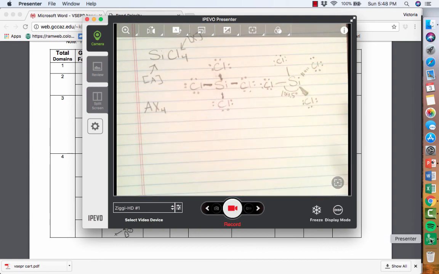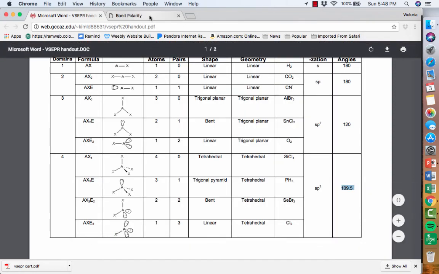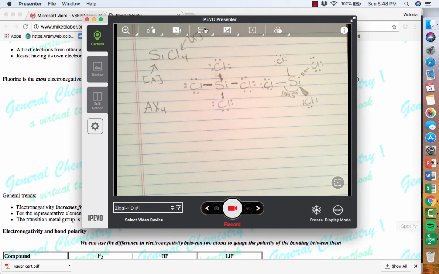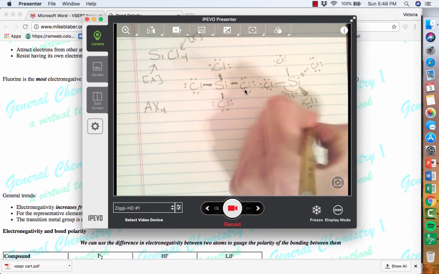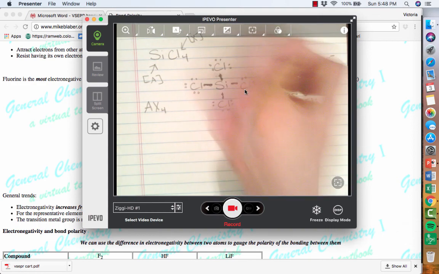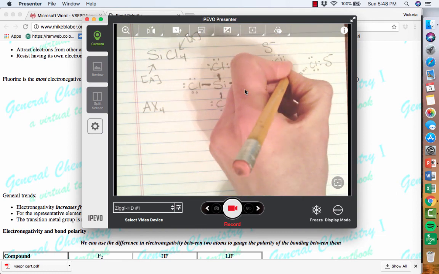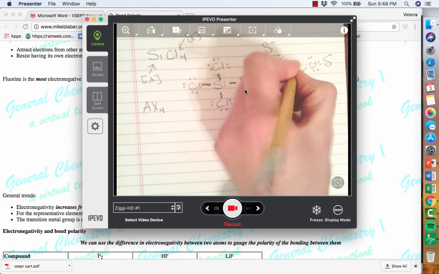Let's figure out if this is a nonpolar or polar covalent molecule. Let's go back to a polarity or electronegativity chart. So silicon is 1.8, chlorine is 3. That is an electronegativity difference of 1.2. Therefore, this is polar. Chlorine has a high electronegativity. Therefore, it is the dipole negative. So the chlorines are all going to get dipole negatives. And the silicon is going to get a dipole positive.